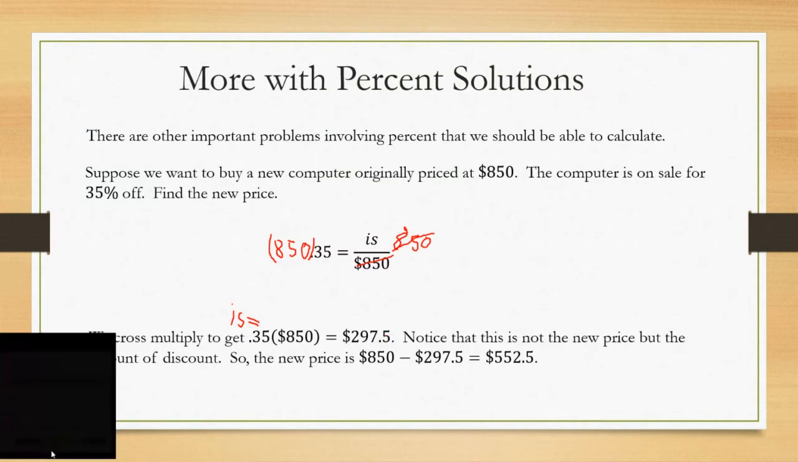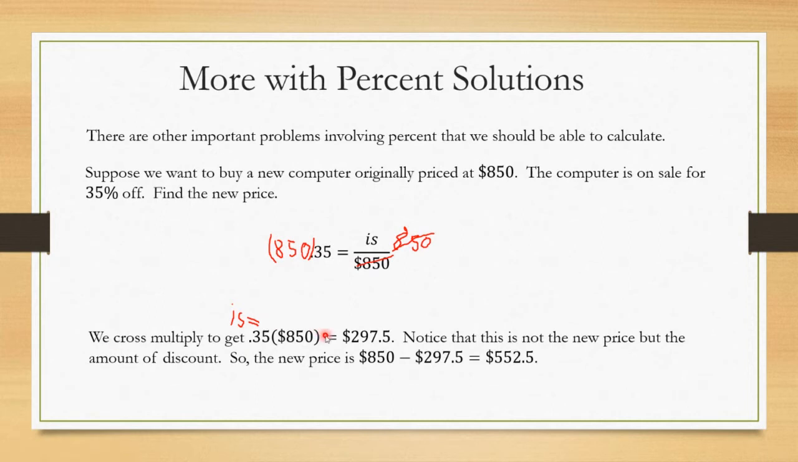But that's not the answer, though. And why is that not the answer? Well, because that's how much they're taking off. You want the new price. So the new price is the old one minus the discount.